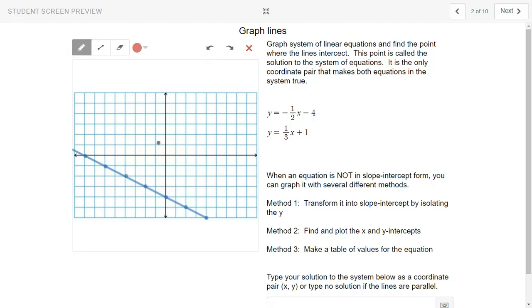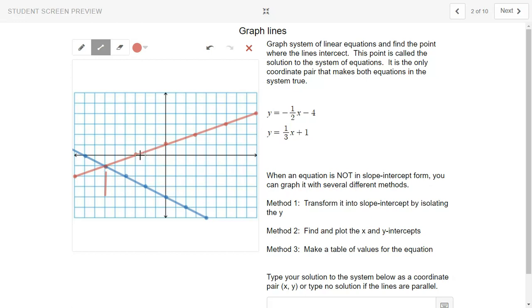You did up and over 2. Up 1 over 3, down 1 over 3. You know you're doing it wrong if they don't cross at a very nice point. Okay, there we have that one. And where do they cross? They cross right there. Okay, what is the location of that point in relationship to the origin?